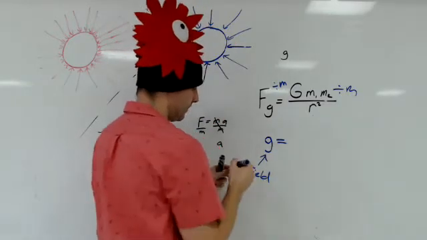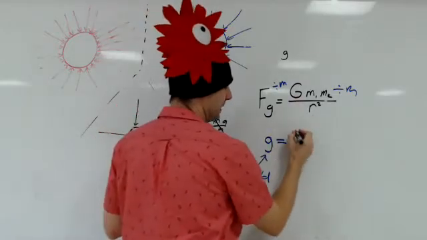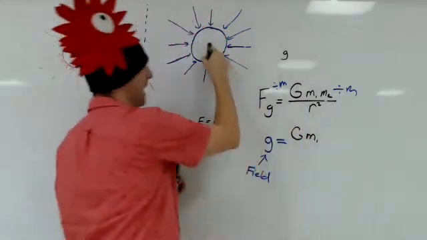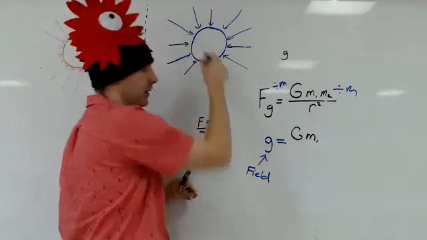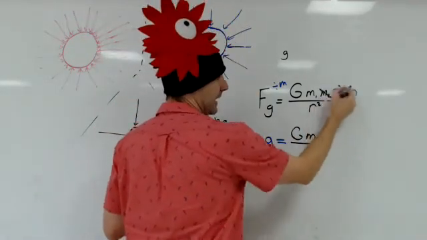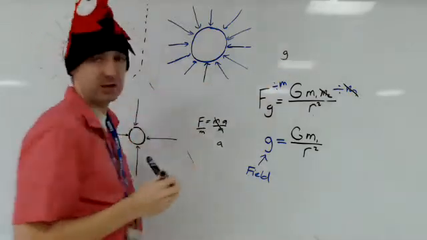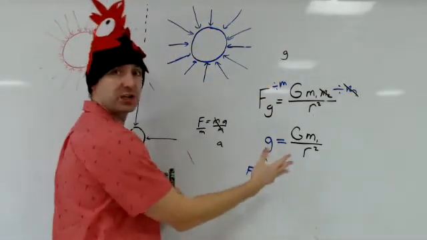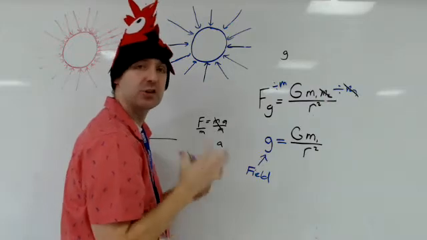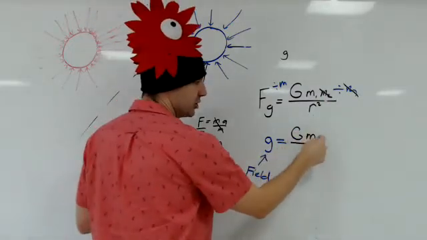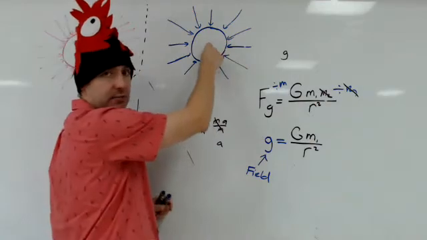We get the gravitational field is equal to, and then we've still got the big G. We're left with one of those masses, the mass that's creating the field here, all over r squared. This guy canceled out when I divided out that extra mass. And so we're left with an equation that allows us to get the strength of the gravitational field just due to the mass of that object.